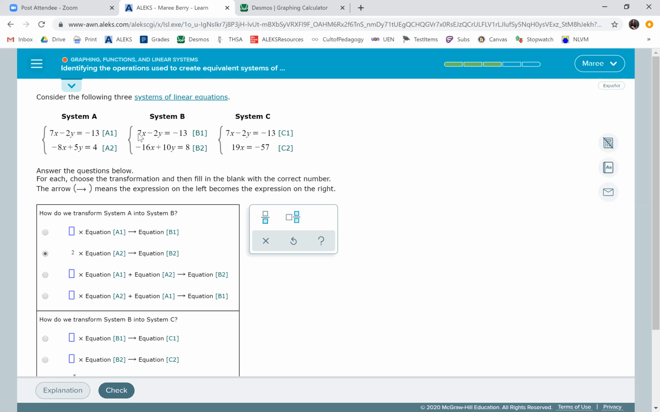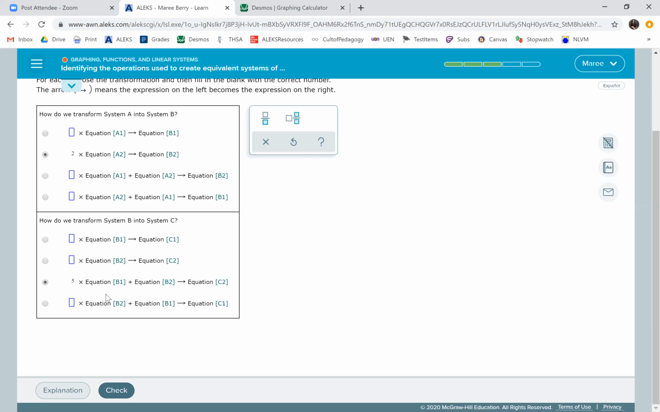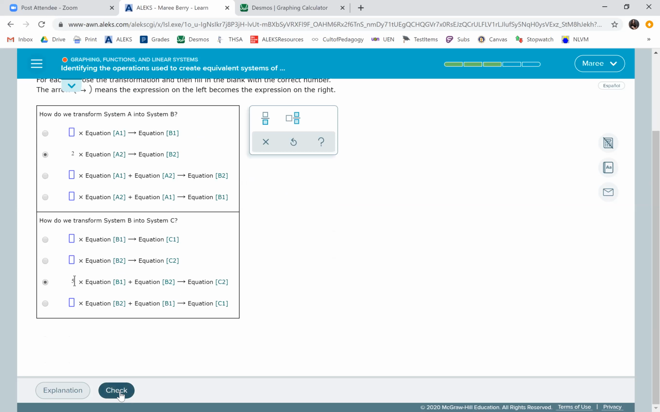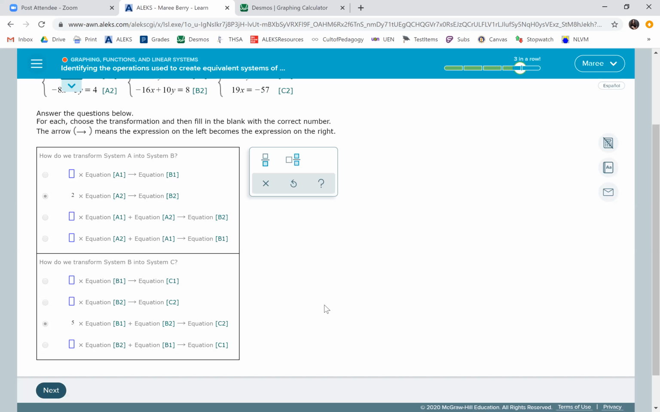Times by 5 would be 35 minus 16 is 19. Negative 10 plus 10 is 0. Negative 26 plus 8. Uh-oh. Wait, what did I times by? Oh, I times by 5. So I'm going to guess that's true. I don't know. I could figure that out. Okay, fine. So 130 divided by 2 is 65. So negative 65 plus 8 is a negative 57. Okay, got it. Good. Okay, that's the end of the lesson. That was a tough one.